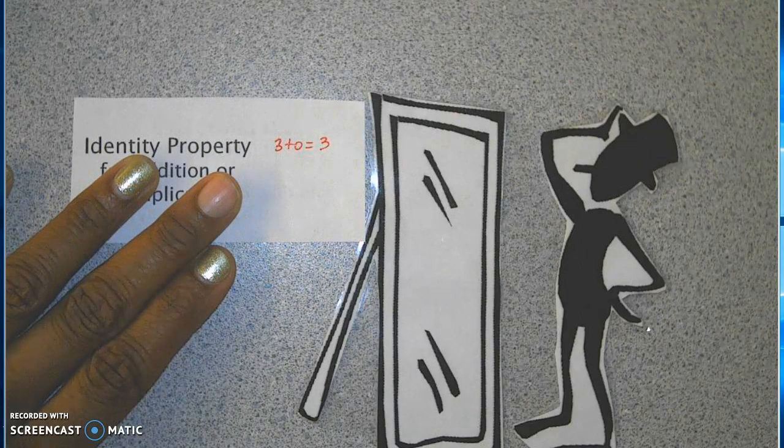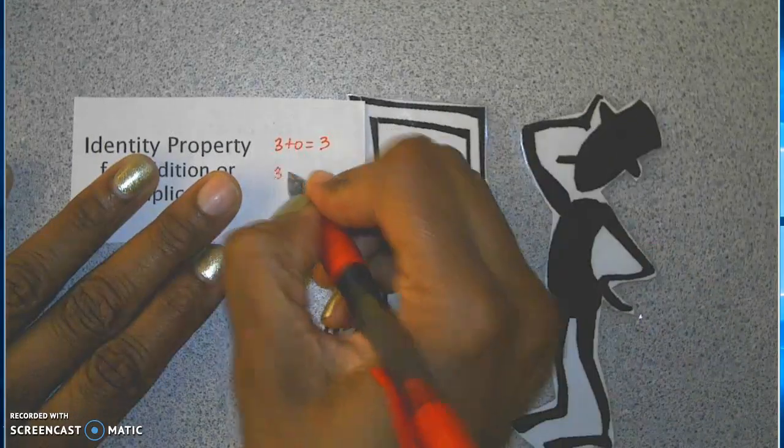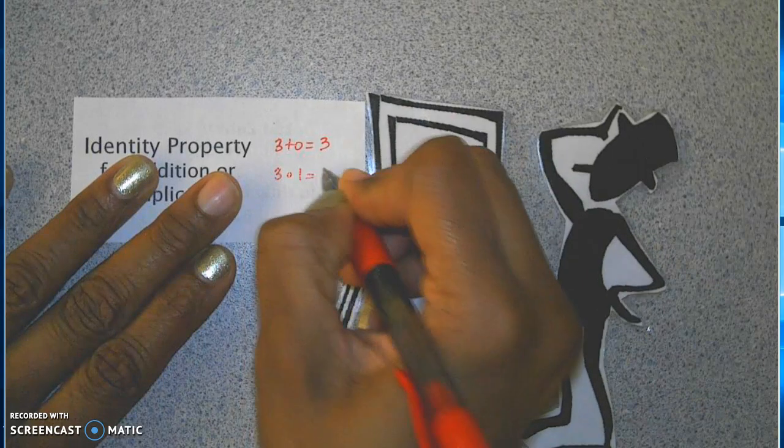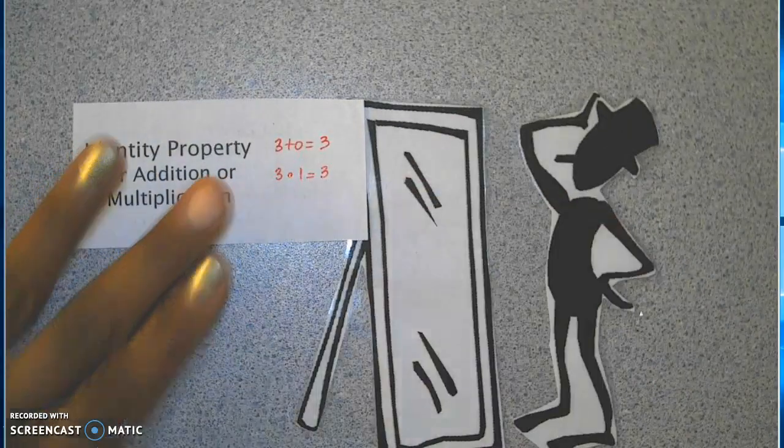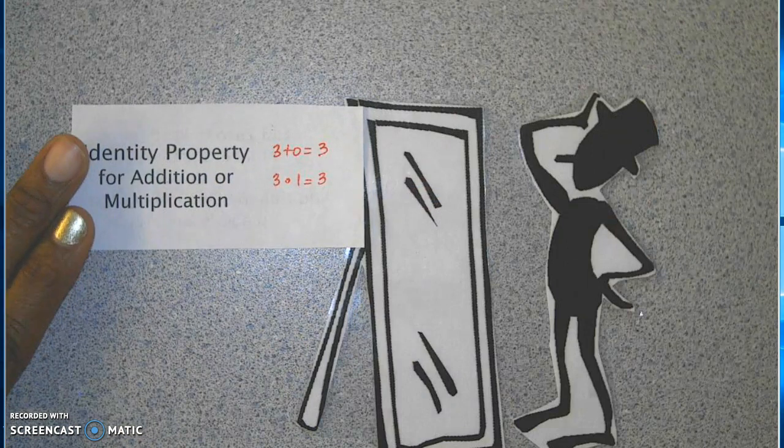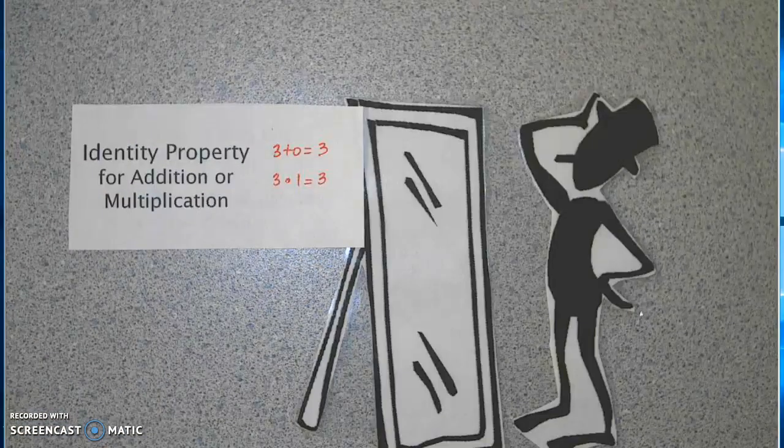3 plus 0 is still 3. The man in the mirror hasn't changed. If I multiply a number by 1, it doesn't change that number's identity. 3 times 1, I'm still 3. My identity hasn't changed. So the identity property for addition or multiplication says if you add 0 to me, I'm still 3. If you multiply me by 1, I'm still the same man in the mirror.